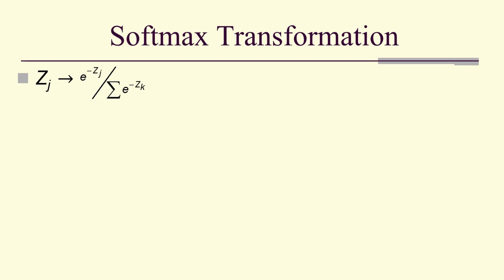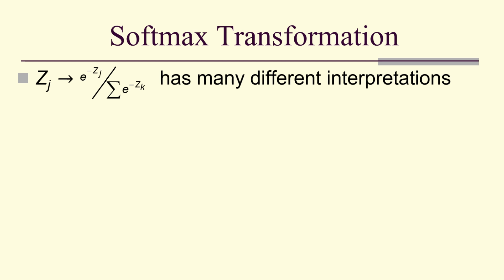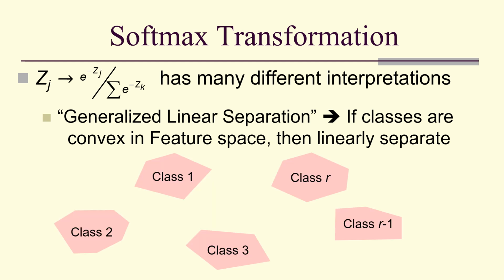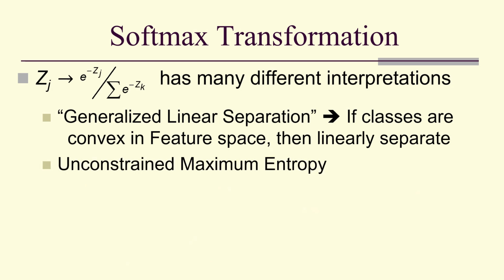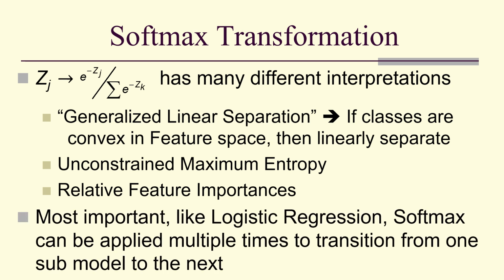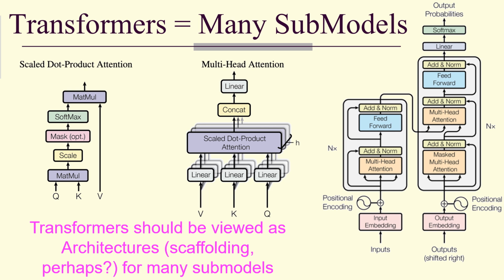Now, we often talk about the softmax transformation, which looks like this. It has many different interpretations. So you can think of it as generalized linear separation. Logistic regression is a linear separator, and that generalizes to the idea that if the classes are convex in feature space, then we can linearly separate. So if we have classes that look something like this, we can separate them linearly. We also have an unconstrained maximum entropy model, and we have a method for looking at relative feature importances. Most important, like logistic regression, softmax can be applied multiple times to transition from one model to the next. And you see that in our transformers. Now, that means we should think of our transformers as architectures, scaffolding perhaps, for many submodels. And you can kind of see where a submodel ends, in some sense, by noting where the softmax is.